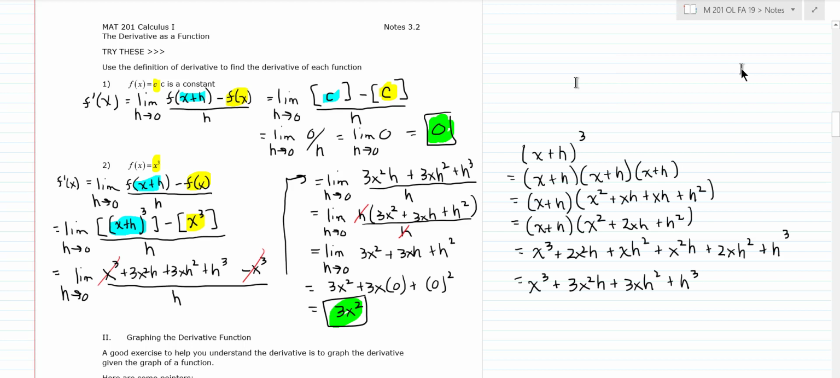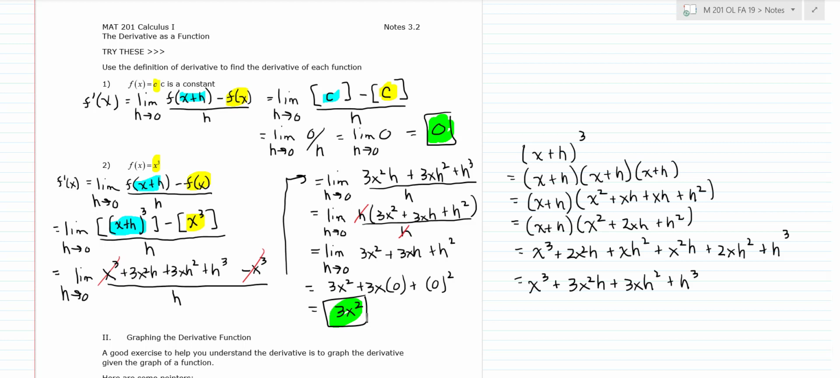Okay, so see if you did this okay. The first one's 0, and the second one's 3x to the second. And I won't go through a lot of the details on here. I just want to give you an opportunity, if you didn't get this right, to look over what I did and see if you understand it okay. I think what students have a hard time with on number one sometimes is setting it up. f of x is c. f of x plus h is also c. It can't be anything different, okay? There's not an x to replace with x plus h. So you end up with the limit of 0, which is 0.